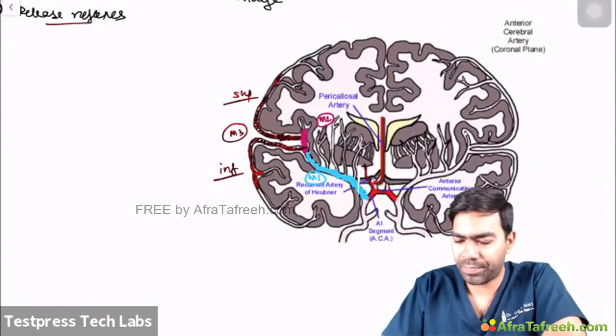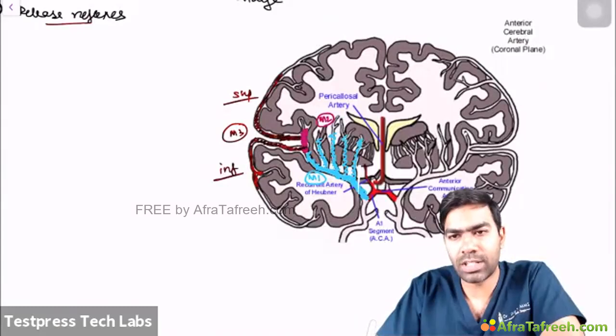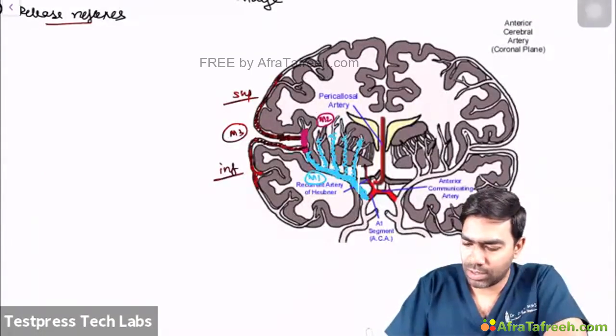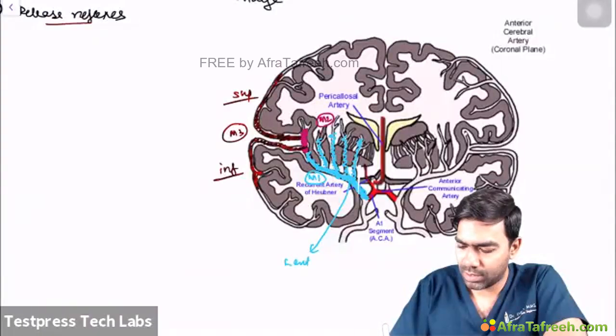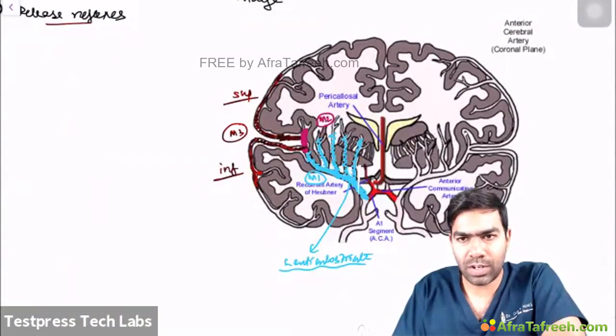At the same time, you can see some branches that are originating from the M1 segment of the MCA. What are these branches basically? What I am drawing right now. What are these branches which I have drawn now? Yes, these are the famous lenticulostriate branches. So I can draw here. These are the famous lenticulostriate branches, which means these are the smaller vessels that we are talking about.